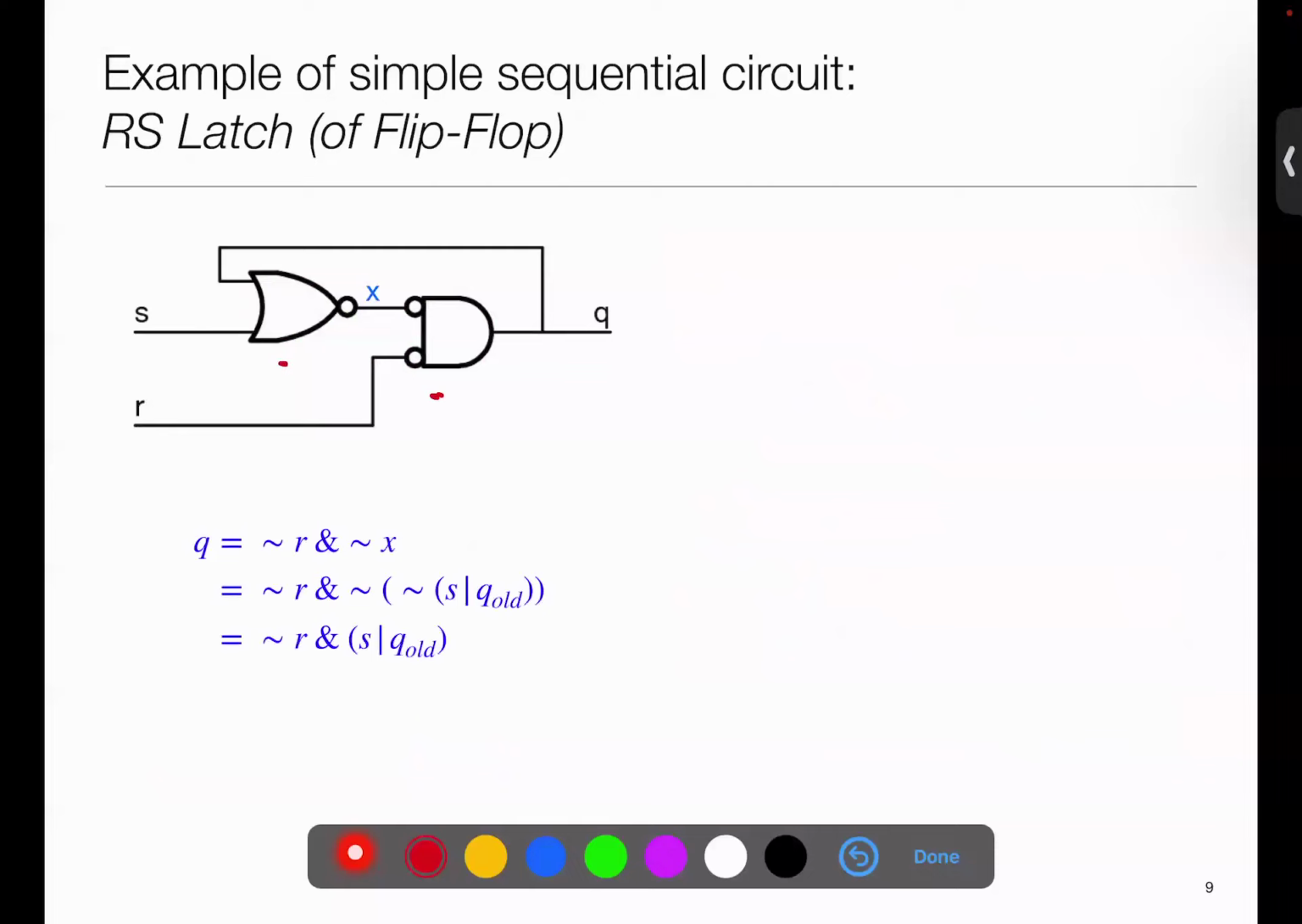So now if you think of the equation of Q, then Q is not R ANDed with not X. And then I can expand X. X is not of S or the previous value of Q. And so the equation of Q becomes Q is not R and (S or Q old), right? So essentially Q depends upon its own previous value. And therefore, you can think of Q as our state, right? So we are remembering, we are depending upon that.